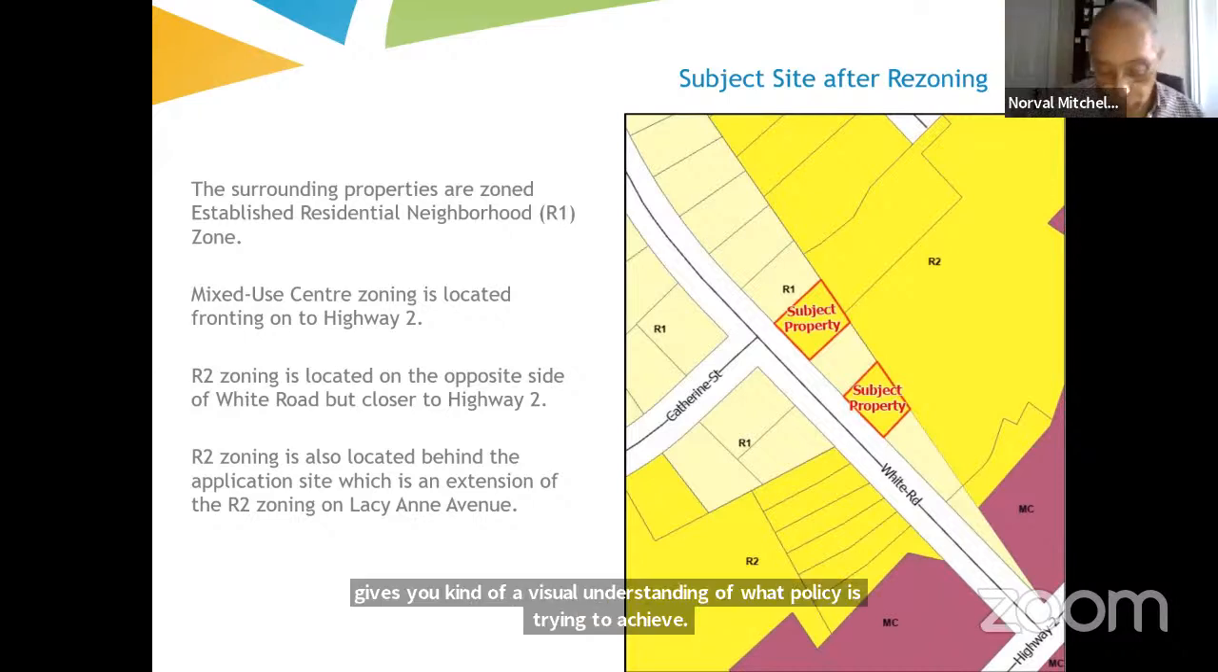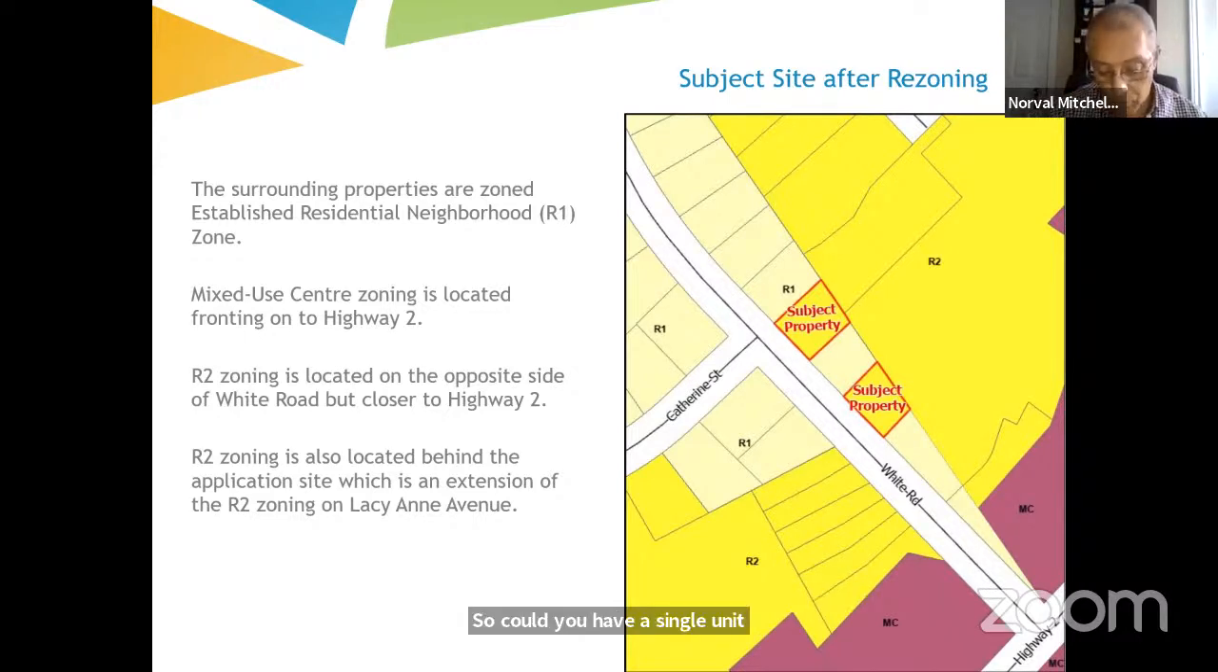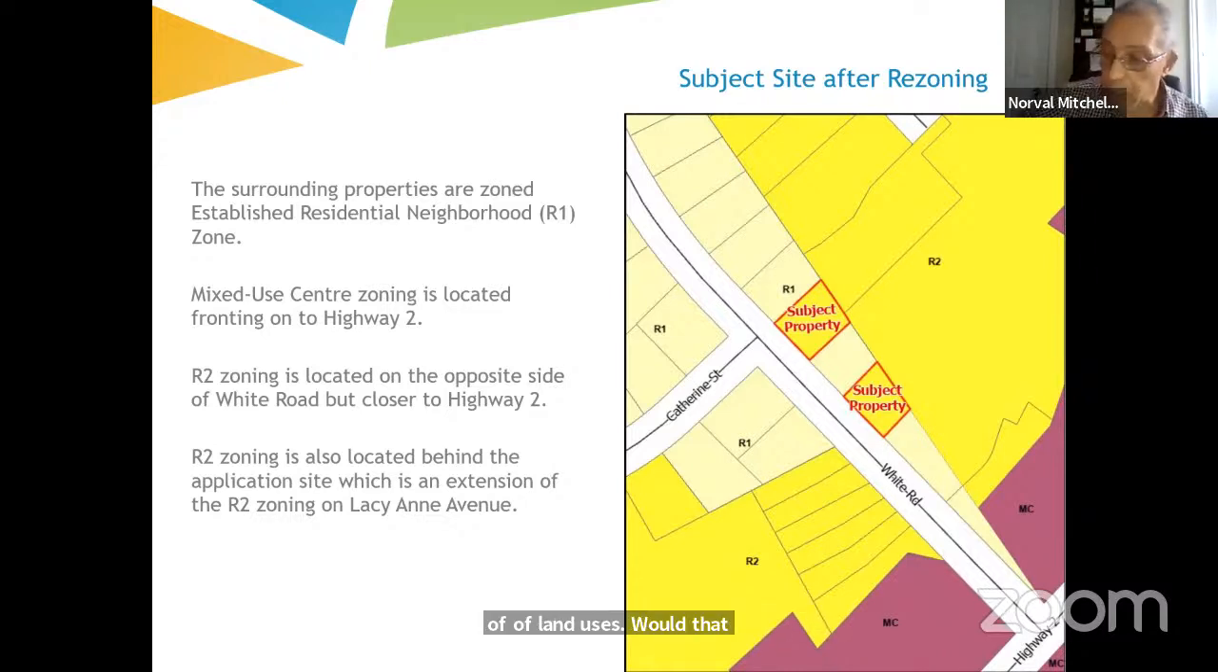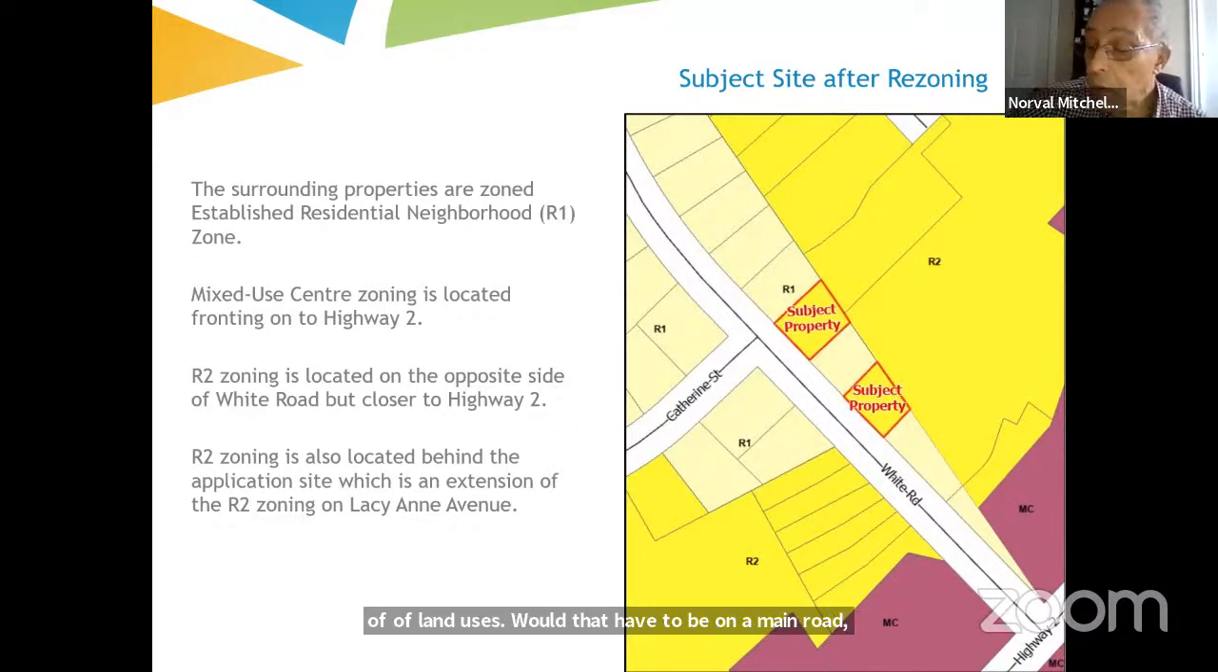So could you have a single unit dwelling, two unit dwellings, and then go back to single unit? Would that be checkerboard? Yes, so you're leaping from one use to the next to a different one. So it could be R1, R2, R1, R2, or just uses that aren't the same in a stretch of land uses. Would that have to be on a main road or, let's say, a side road off a subdivision?